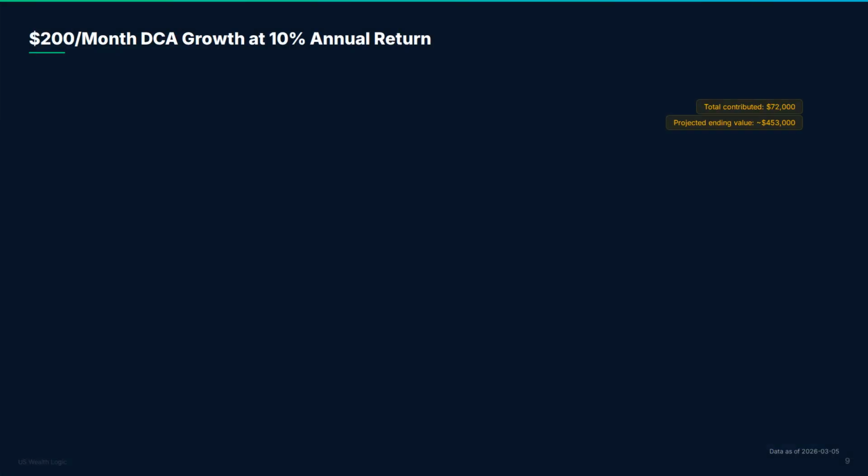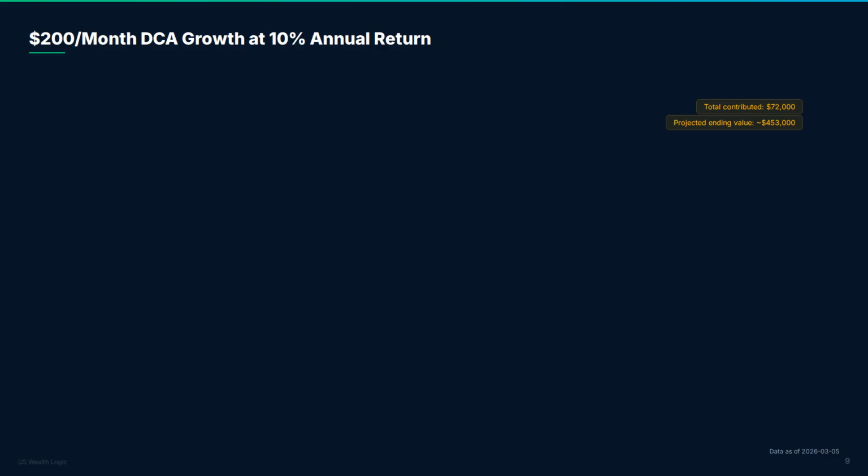This chart shows the hypothetical growth of investing just $200 per month over 30 years at the S&P 500's historical average annual return of approximately 10%. Your total out-of-pocket contributions over 30 years would be $72,000. But thanks to compound interest, that's when your earnings generate their own earnings, the projected ending value reaches over $450,000. Notice how the growth curve accelerates in the later years. That's compounding doing its heaviest lifting.